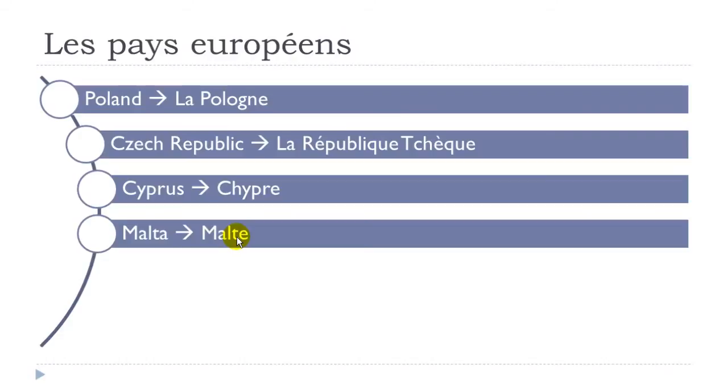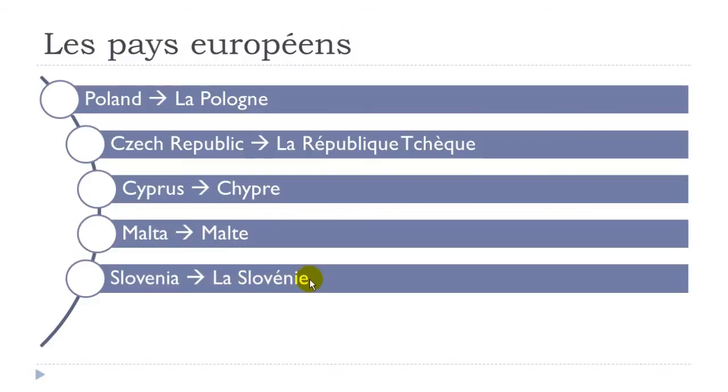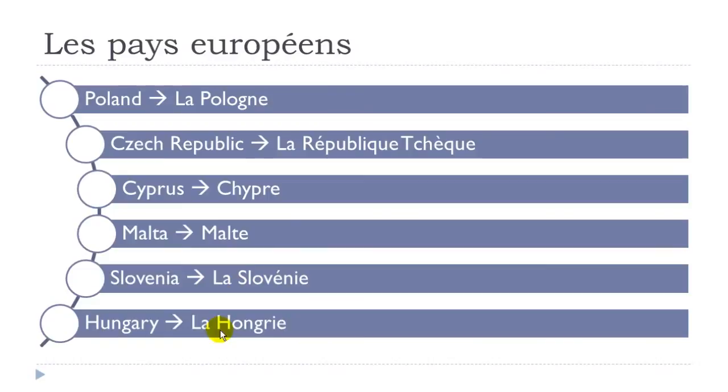La Slovénie. Remember, you get this E accent aigu here. It's E. Slovénie. Final E, as usual, not pronounced. La Slovénie. La Hongrie. So remember, H doesn't exist, so you don't pronounce it. So it starts with O-N, on. And then gris. Final E, not pronounced. La Hongrie.